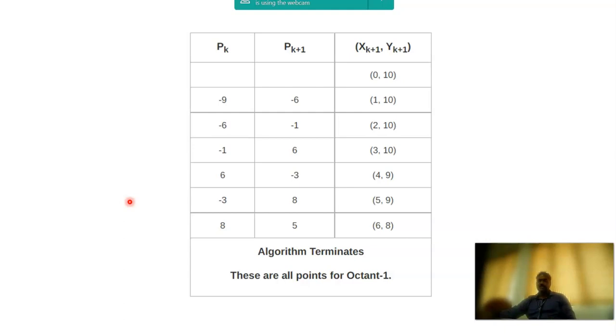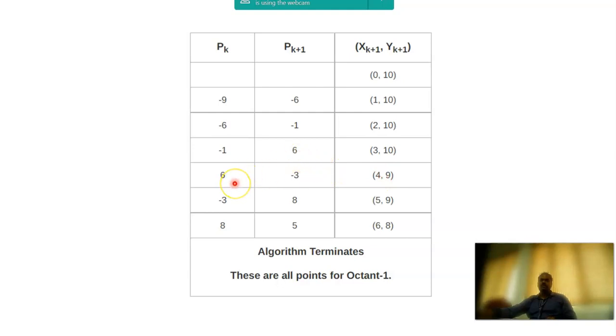So that is the pk decision parameter value, and we are getting a positive value in that case. So x is increasing, y we have to decrease it, and the pk plus 1 value equals the previous pk value, which is 6. Sorry, minus 1 we got it. So minus 1 plus 2 xk plus 1 plus 1 minus 2 yk plus 1, so we got 7 here. So 7 minus 1 is 6 we got it.